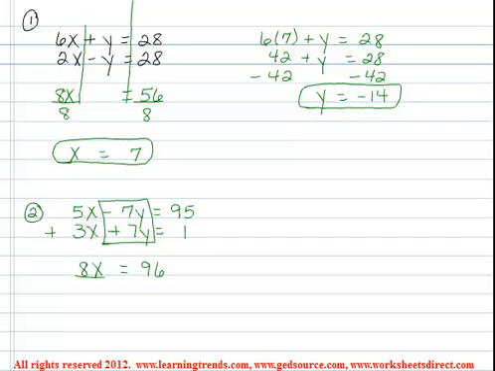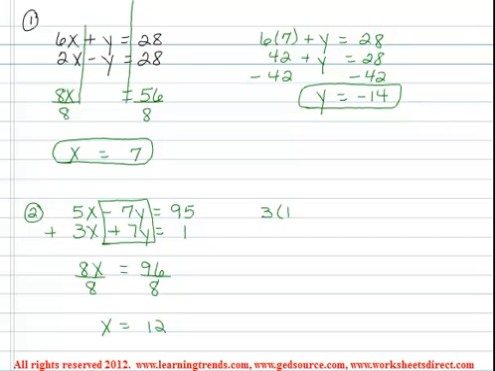Divide each side by 8. And x, grab our calculator here, 96 divided by 8 gives us 12, and so we see that x equals 12. So we've solved for x. Now we can substitute the value of 12 in and solve for y. Again, it doesn't matter which equation we use. Let's go ahead and use the second one this time.